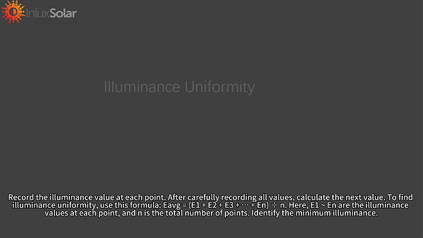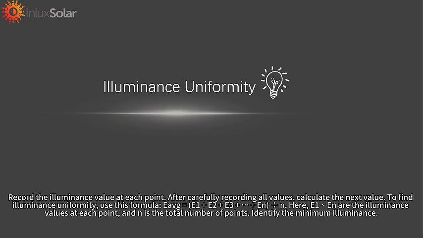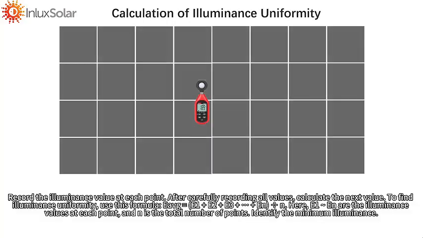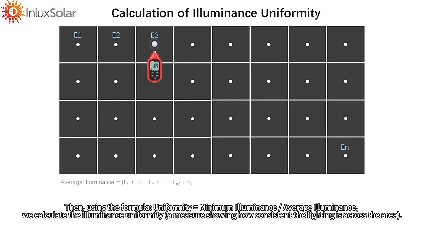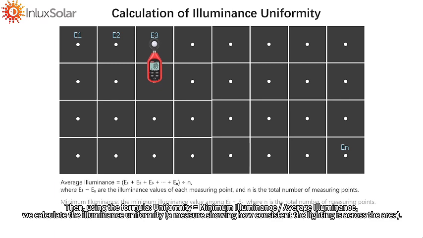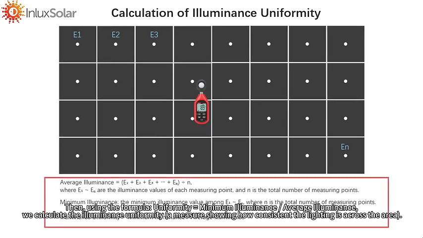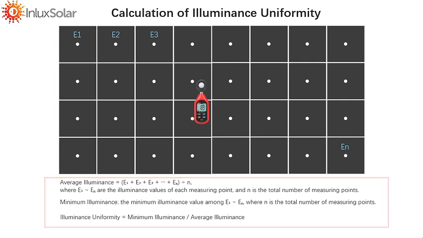Record the illuminance value at each point. After carefully recording all values, calculate the next value. To find the average illuminance, use this formula: E equals (E1 plus E2 plus E3 plus ... plus EN) divided by N. Here, E1 to EN are the illuminance values at each point, and N is the total number of points. Identify the minimum illuminance. Then, using the formula, uniformity equals minimum illuminance divided by average illuminance, we calculate the illuminance uniformity, a measure showing how consistent the lighting is across the area.